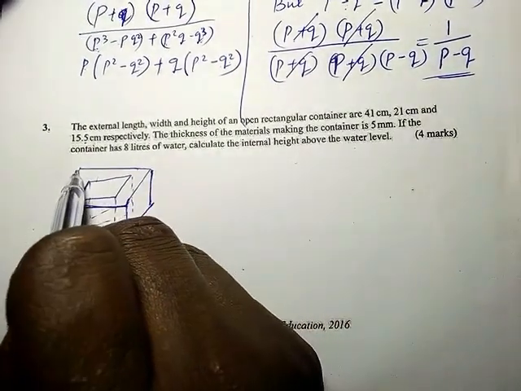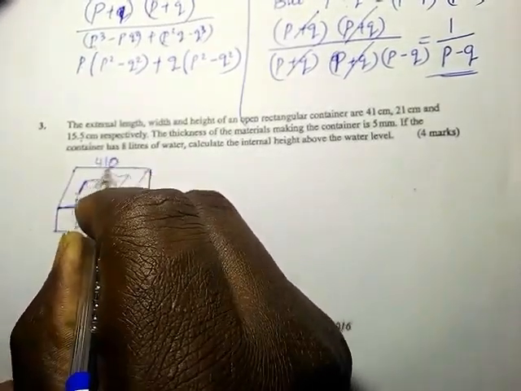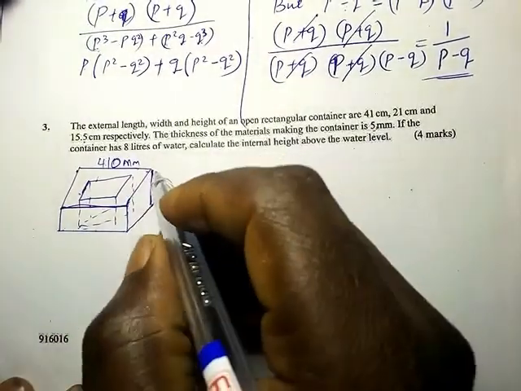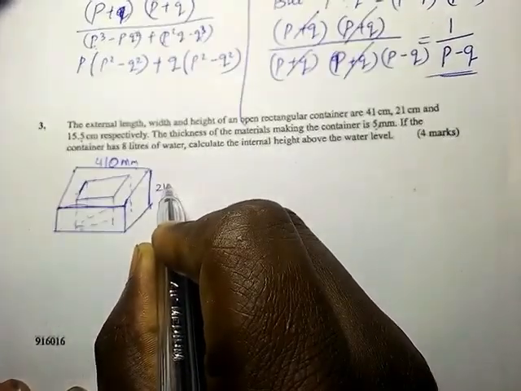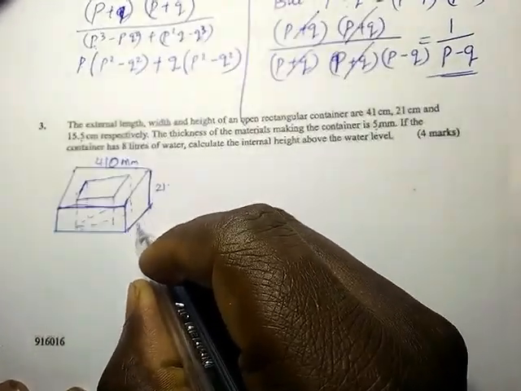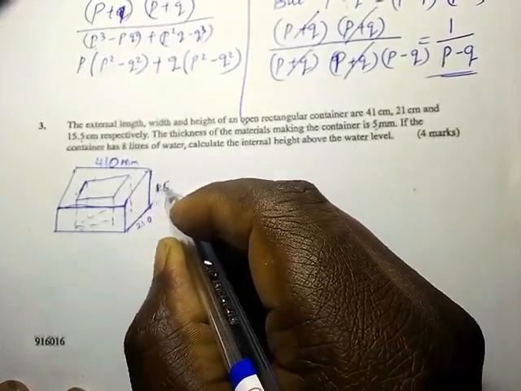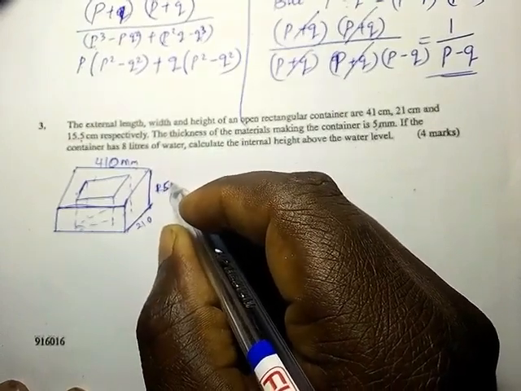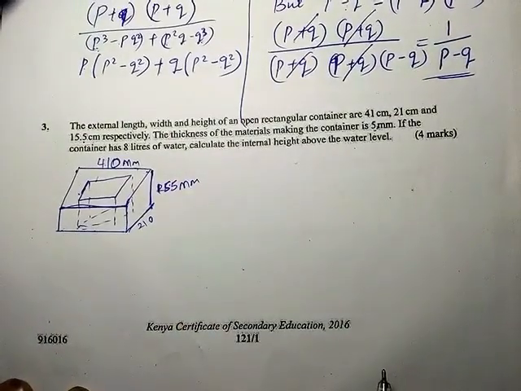So we have been told from here up to here is 41 centimeters, which is the same as 410 millimeters. I want to make the units uniform for this one. So from here up to here, the length is 21, so that is 210, and the width is this one, which is 21.0 centimeters, and the height is 15, so that one is times 10, that is 155 millimeters.